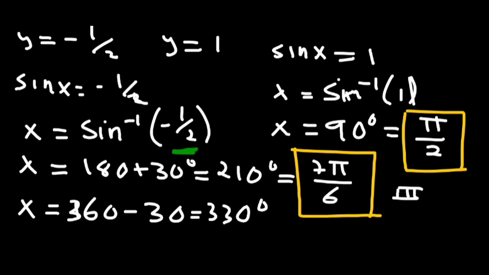Okay, so we've got three solutions. 330 degrees. So what is 330 degrees in radians? 330 degrees in radians is equal to 11 pi over 6. So that is another solution. So we've got three solutions. So this is all for question 8b.